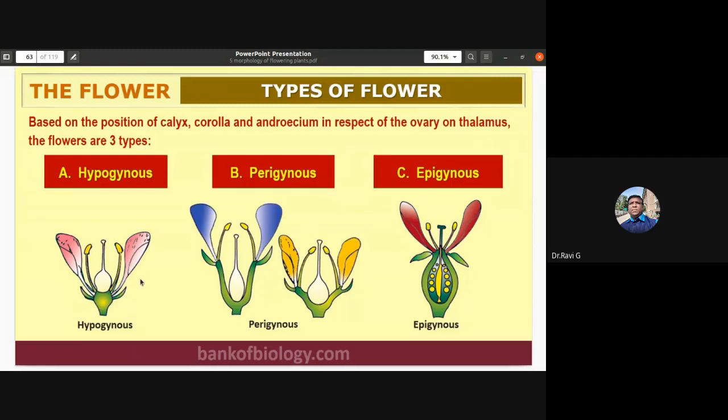So these diagrams are important. From the exam point of view, you have to draw this diagram, so you should practice these diagrams. I have told you, wherever diagrams are important, I will let you know. So these diagrams are important.